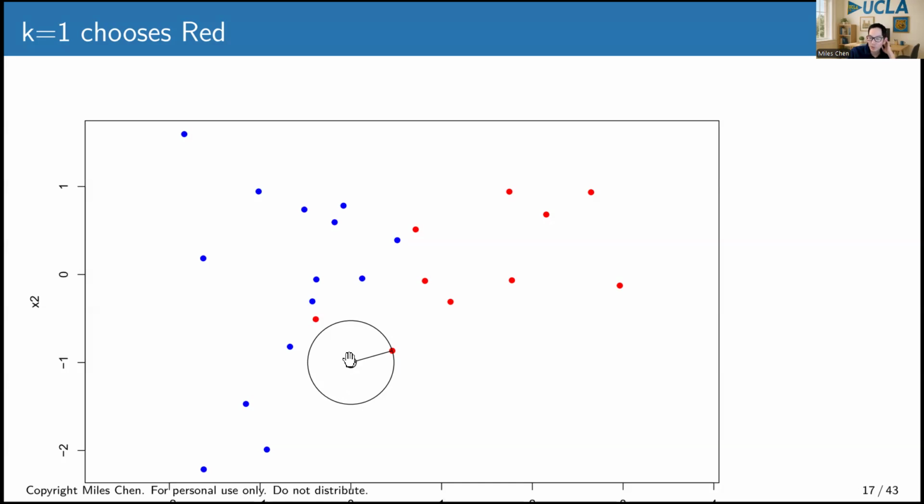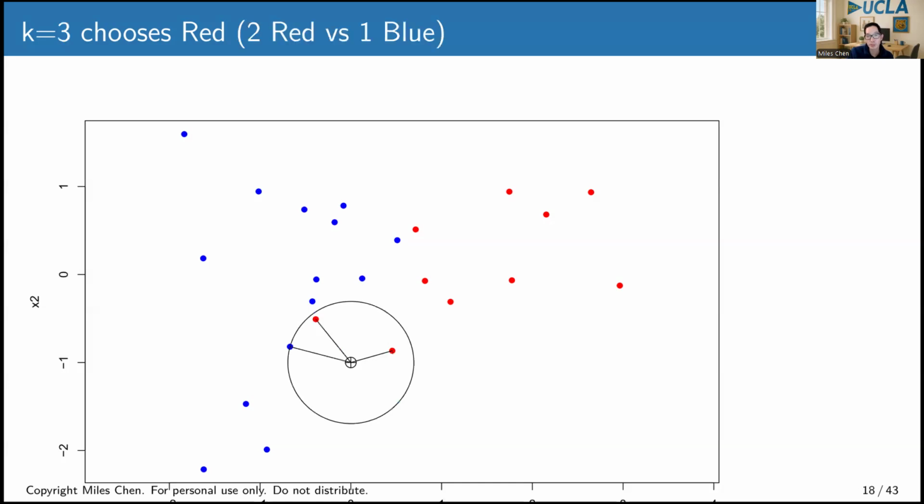And so in this case, this is the only point that gets a vote, and it votes red. And so we will predict this test case is red. Okay. I'm going to go up to k = 3. And at k = 3, these are our three nearest neighbors. We have one blue and two red. And so as far as the vote goes, it's 2 to red to 1 blue. And so we are going to predict red.